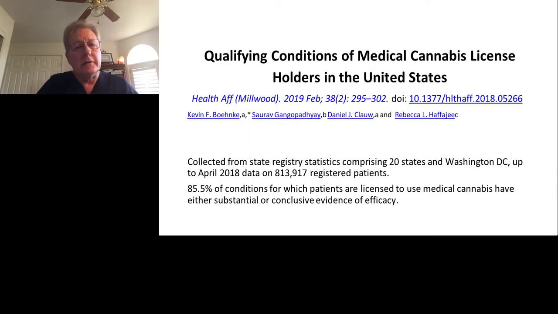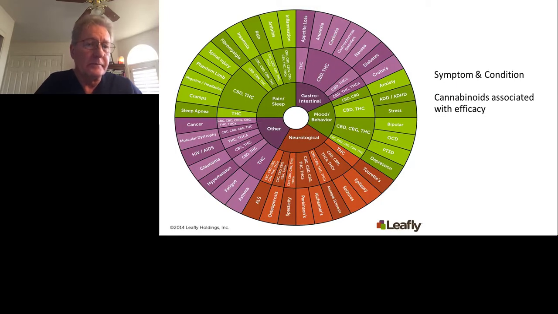This study in 2019 looked at over 800,000 registered patients in 20 states, including Washington, D.C., and found that 85.5% of the conditions for which the patients are licensed to use medical cannabis either have substantial or conclusive evidence of efficacy.